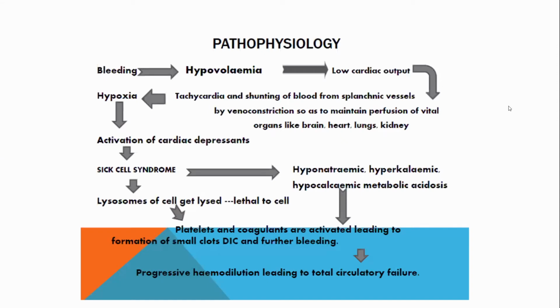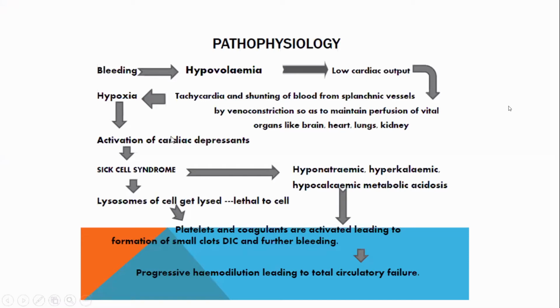Similarly, you can see the pathophysiology of hemorrhage. As you can see, there is bleeding, and then hypovolemia, low cardiac output, tachycardia, hypoxia. We need to know that shock. Hemorrhage leads to shock. Shock is basically global hypoxia. This may occur due to several causes, but hypovolemic shock or hemorrhagic shock is one of the common causes of shock, and basically this will lead to hypoxia, and this hypoxia will cause activation of cardiac depressants. The patient will have hyponatremia, hypokalemia, hypocalcemia, and obviously the patient will have metabolic acidosis.